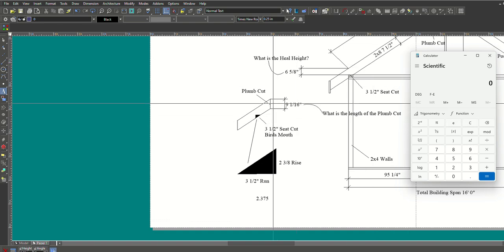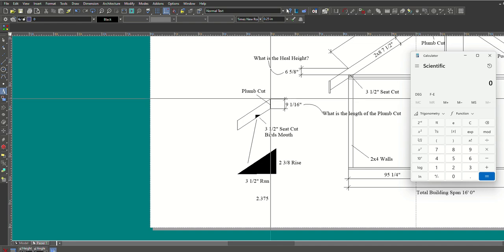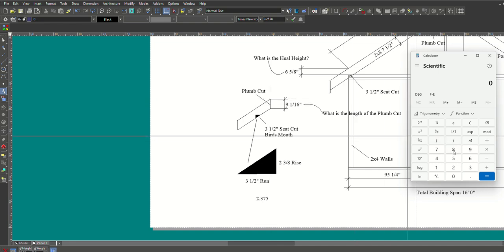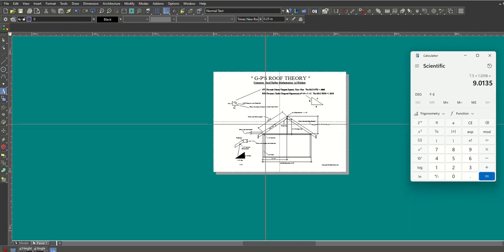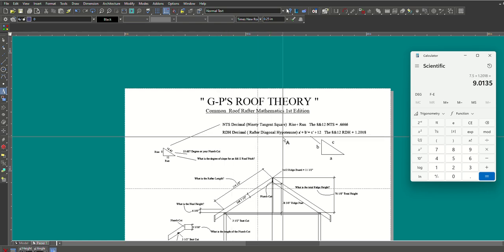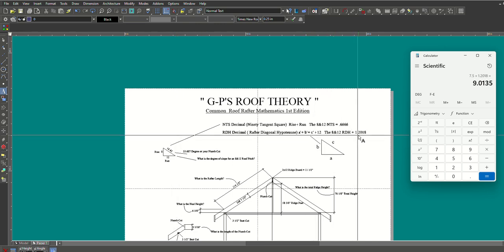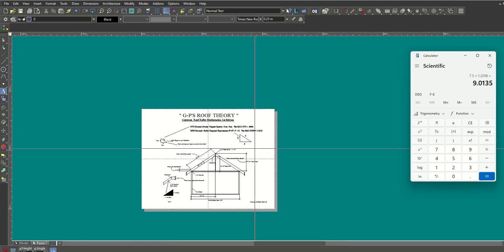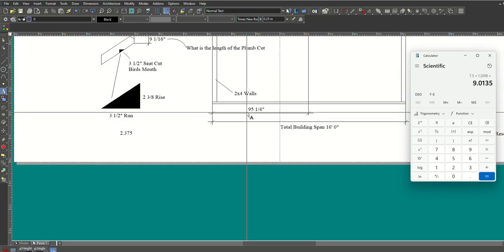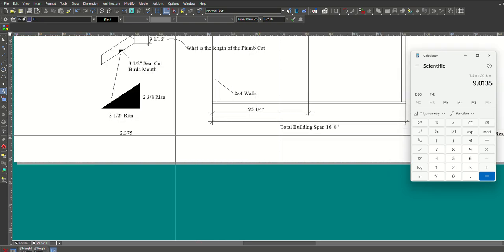So to solve your face cut of this 2x8 rafter of 9 1/16, we take 7.5 times the RDH of 1.2018 equals 9 1/16. So the RDH, rafter diagonal hypotenuse, is a squared plus b squared equals c squared. The c squared is the 14.42 divided by 12, which gives you the 1.2018. We use that number in feet and inches and multiply everything by inches. It makes things a lot easier.